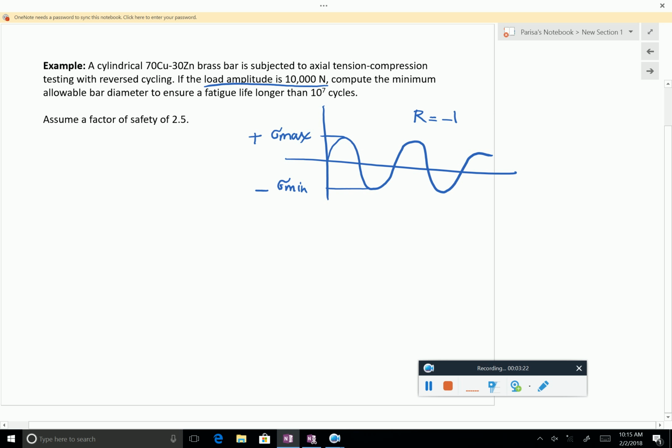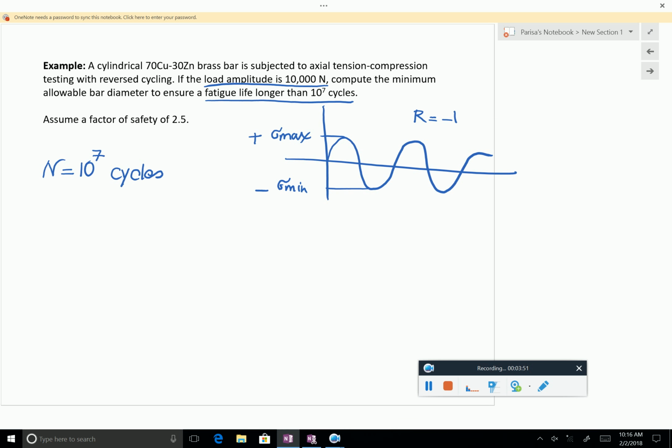And you want to find the minimum bar diameter such that the fatigue life will be no less than 10 to the 7 cycles. So N is 10 to the 7 cycles. This is the number of reversed cycles.